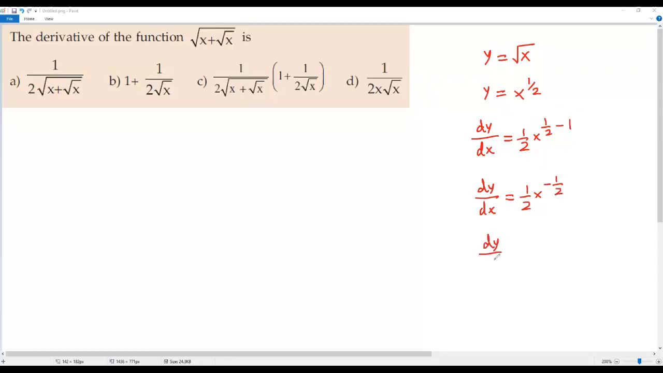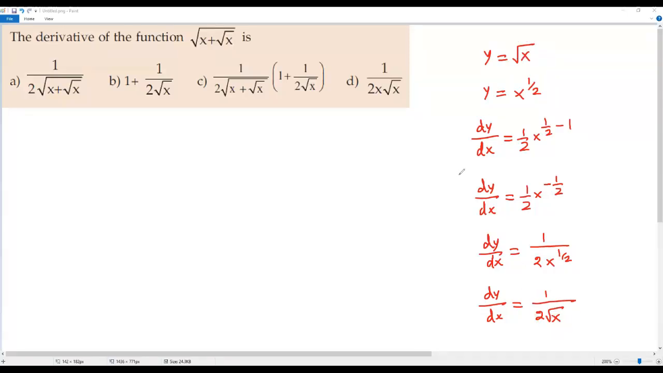In the next step, the exponent of this x is negative. To make the exponent positive, we move this term to the denominator. Then I get 1 over 2 times x to the power of 1/2. So dy over dx equals 1 over 2 times, and since the exponent 1/2 can be written as a square root, we get square root of x. So the derivative of square root of x is 1 over 2 times square root of x.